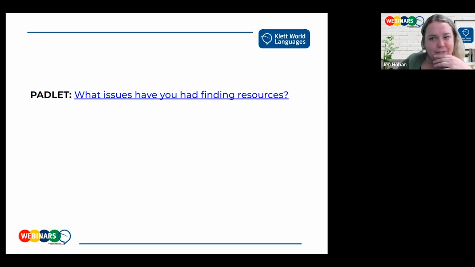It can be challenging, right? It certainly can. As you said, the hours that I've spent looking for the perfect resource. And can we get that link in the chat for people to put up on the Padlet?